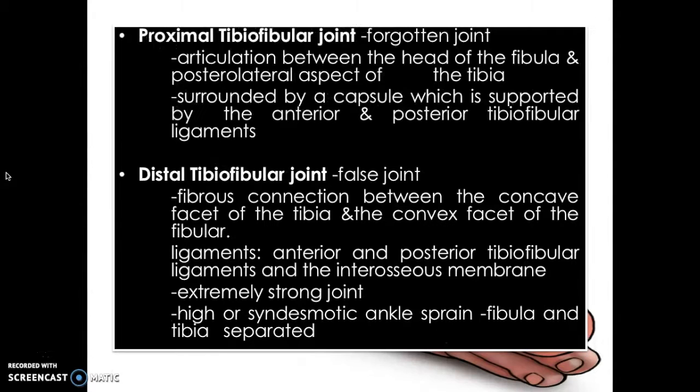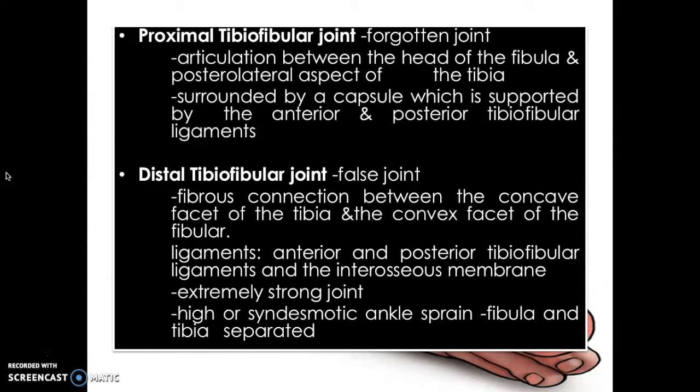So, your proximal tibiofibular joint is the forgotten joint and it is the articulation between the head of the fibula and the posterior lateral aspect of the tibia. Surrounded siya by a capsule which is supported by the anterior and posterior tibiofibular ligaments. Kaya siya forgotten joint kasi it is incorrectly associated with the knee. Your distal tibiofibular joint naman, it's a false joint.